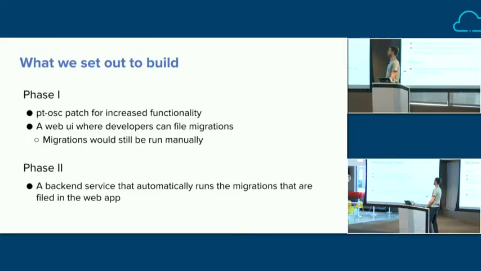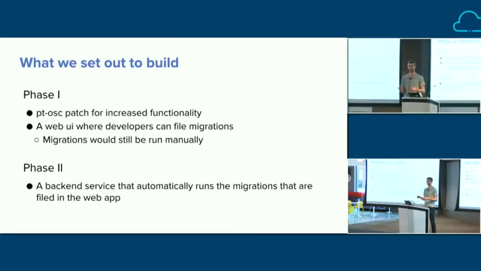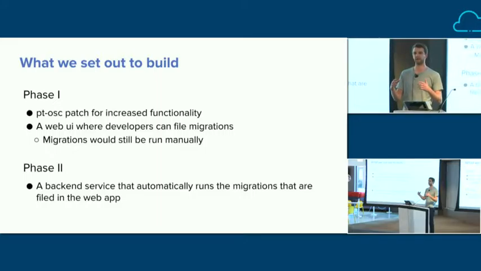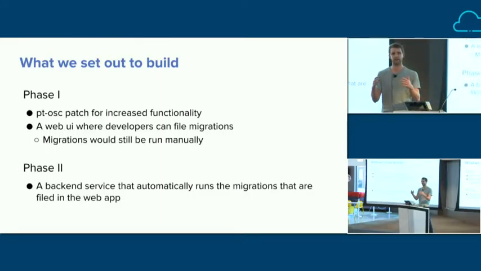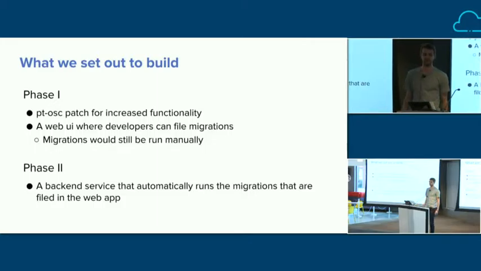So what we set out to build. Phase one of the project: the first thing we wanted to do was add some functionality to PT Online Schema Change to allow us to do some things that it doesn't currently let you do, and I'll discuss those in a minute. We also wanted to build a web UI where people could go in, file migrations, see the status of them, and see the full cycle of their migrations in one place that looks good.